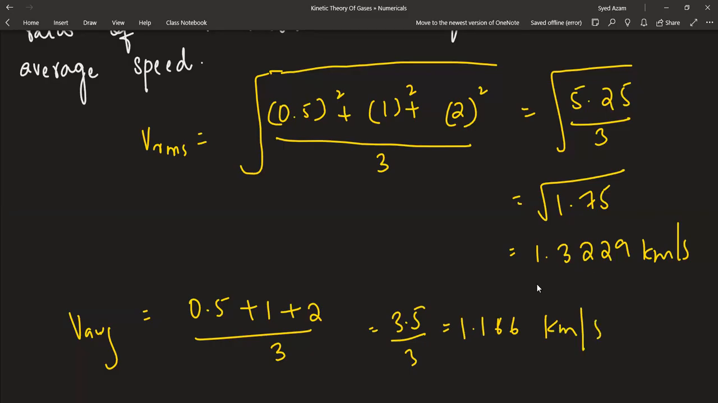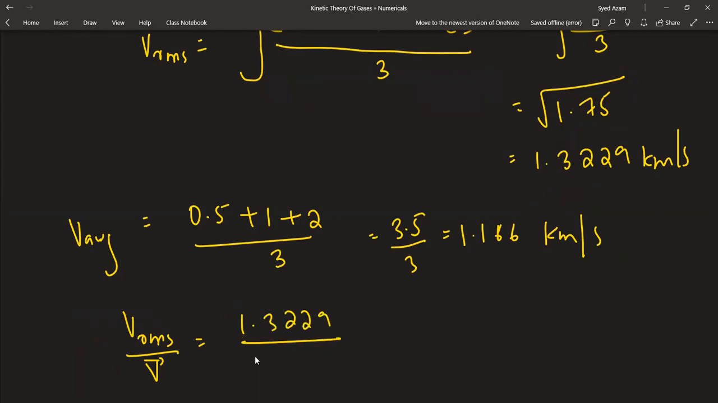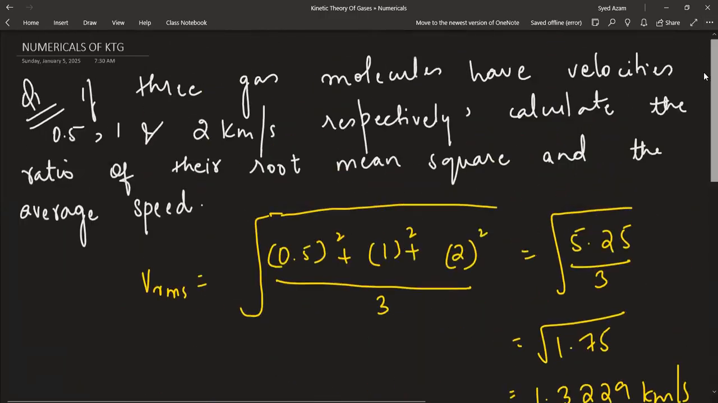So when you are calculating the ratio, VRMS by V average, this will be 1.3229 divided by 1.1666. So the answer will be around 1.13. This will be the ratio of it. Noted? One or two questions we'll see more.